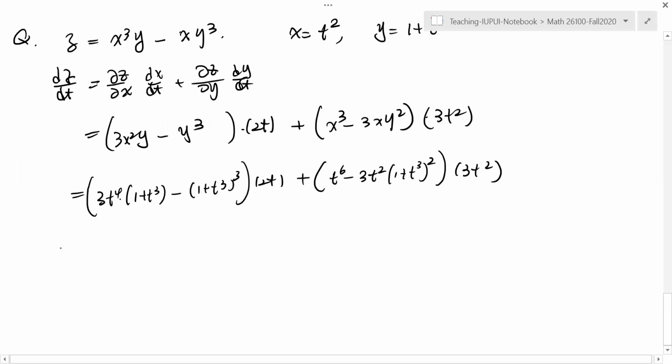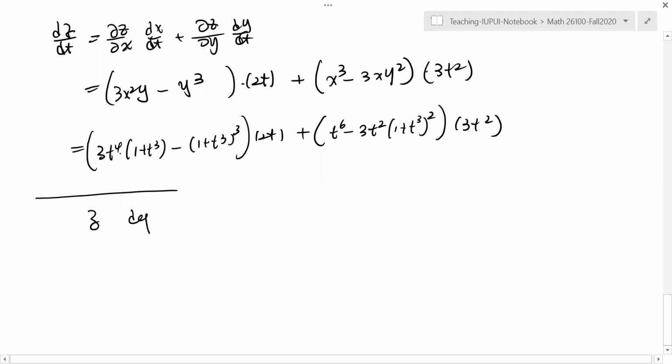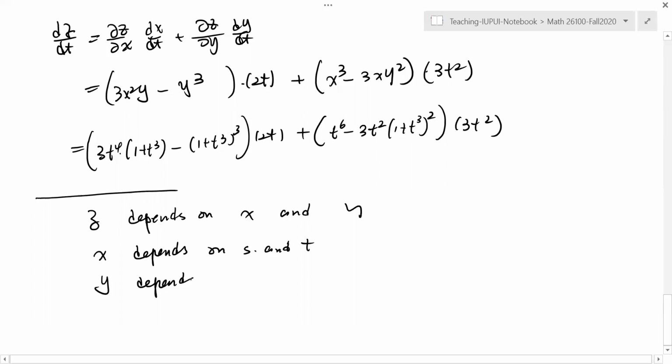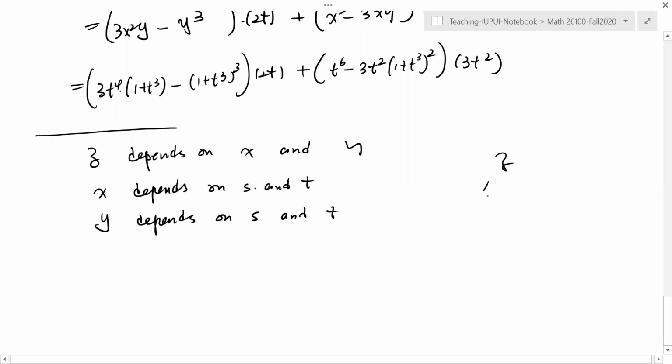Now let's take a look at another case. Here z depends on x and y, but x also depends on s and t, the two variables. Y depends on s and t. So here's a diagram. Here's z. Z depends on x and y, but both x and y depend on s and t. So now z depends on s and t.